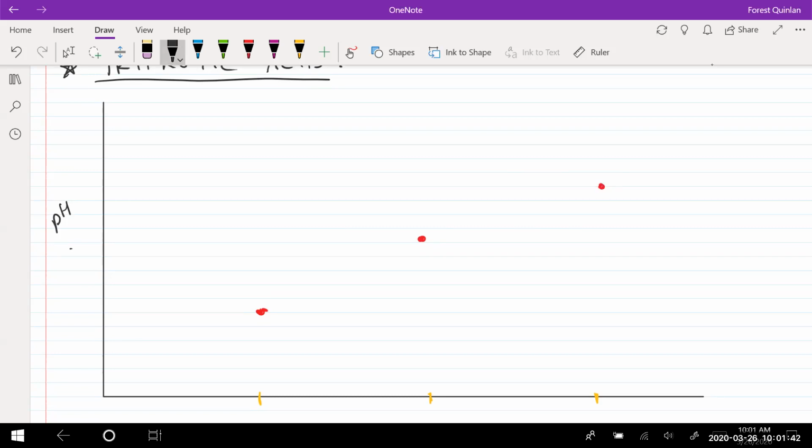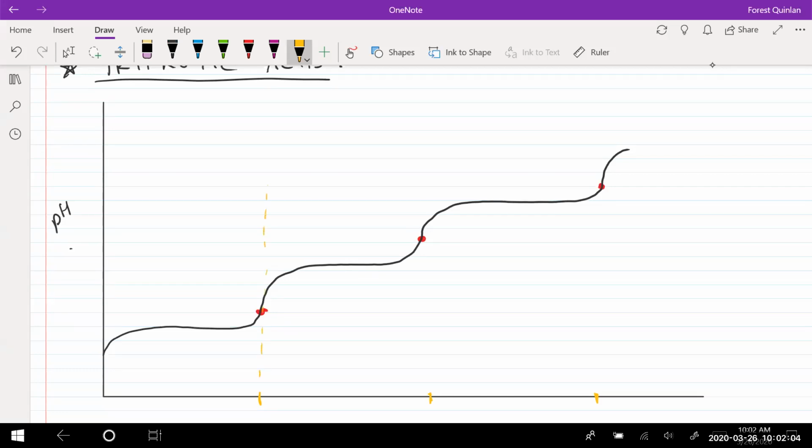Let me redraw that here. I'm trying to get to where, okay. So what we have here, I'm going to keep sketching it out, are the 3 regions. Since it's a triprotic, we know we'll have 3 regions on our plot here.